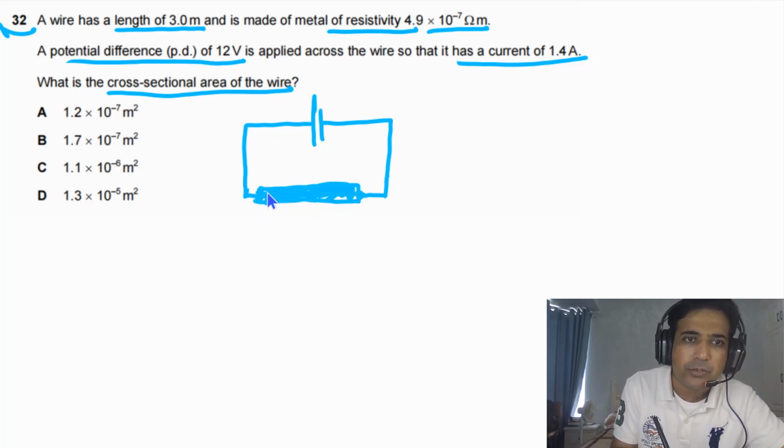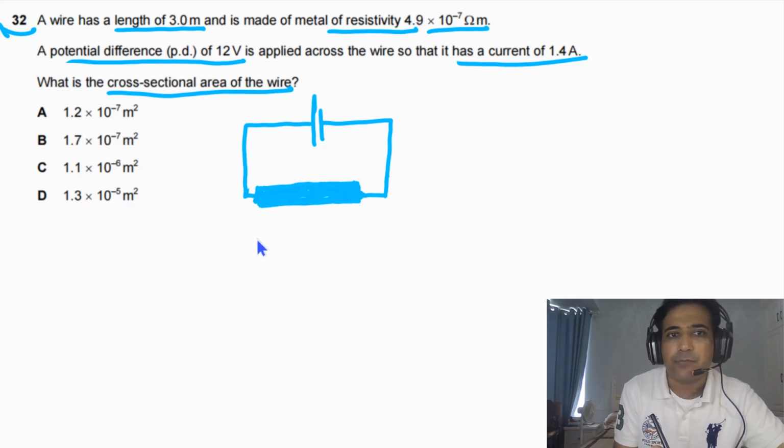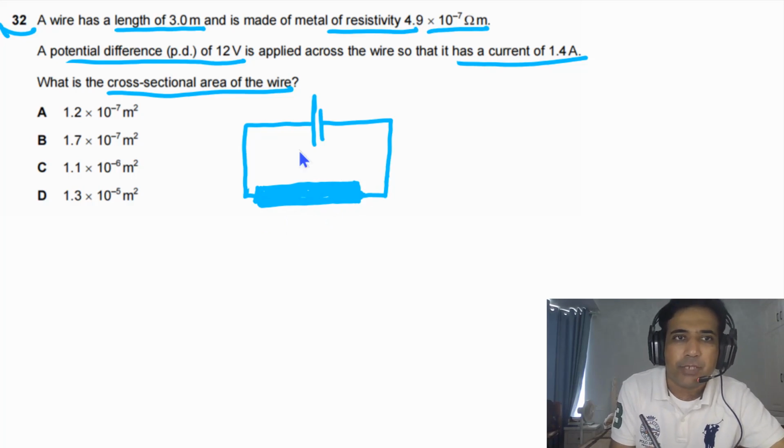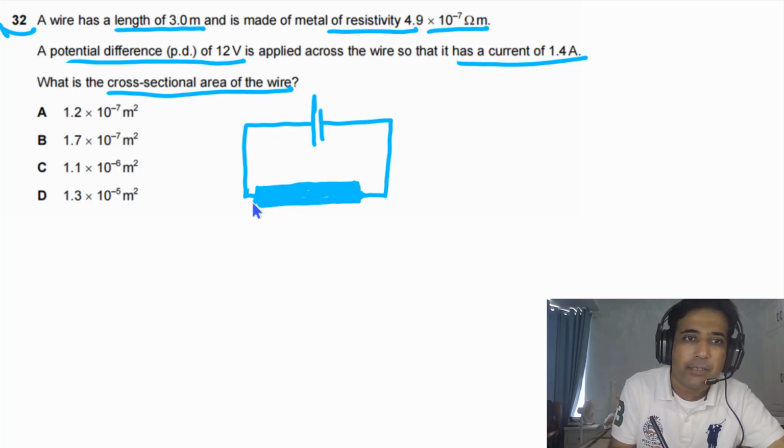It's very important in physics to sketch the diagram. Diagram is very important in physics. So you have to make this your habit so you can improve yourself step by step. So this is the wire we have. The length of this wire is given, resistivity is given, the current passing through this wire we have, and the PD across this wire also we have.